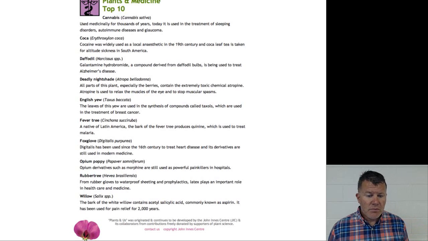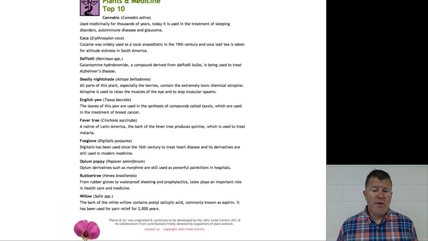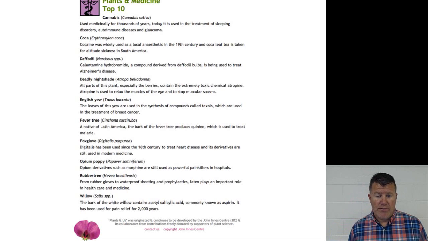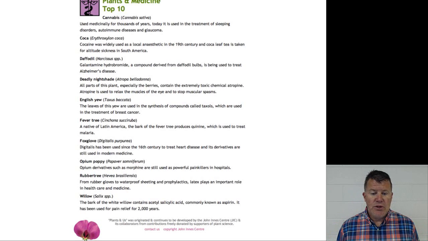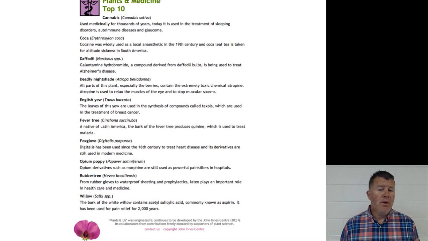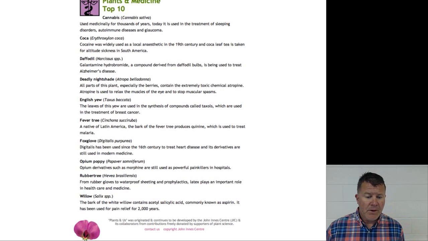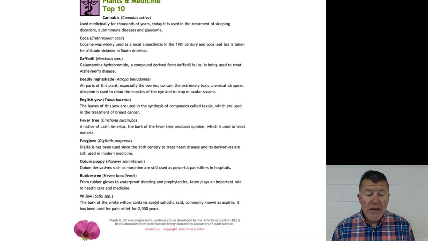English yew. The leaves of the yew are used in the synthesis of compounds called taxols, which are used in the treatment of breast cancer. Then fever tree. The bark of the fever tree produces quinine, which is used to treat malaria. Foxglove, still used in modern medicine, especially within heart disease. Opium, or poppy, we all know is used as painkillers in hospitals. Morphine. The rubber tree, waterproof sheeting.